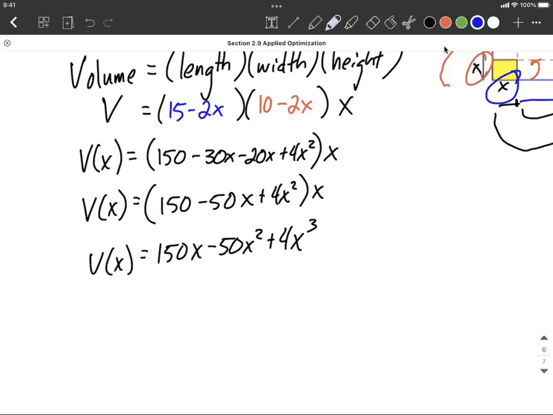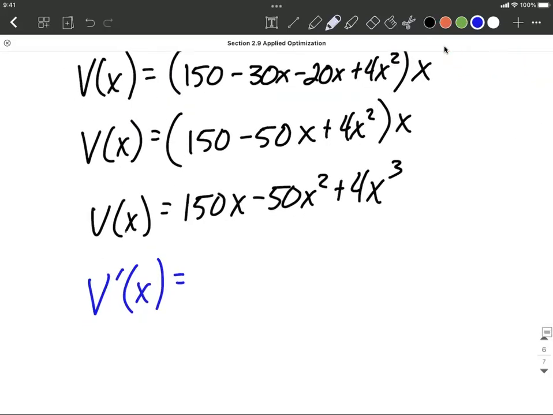To do that, what I want to do is take the derivative of our volume function and figure out when it equals 0. So the derivative here, just using the power rule, is going to be 150 minus 100x plus 12x squared. Okay, so we've got the derivative. We still have a quadratic for our derivative, but that's okay. With this, let's go ahead and see when is that going to equal 0.